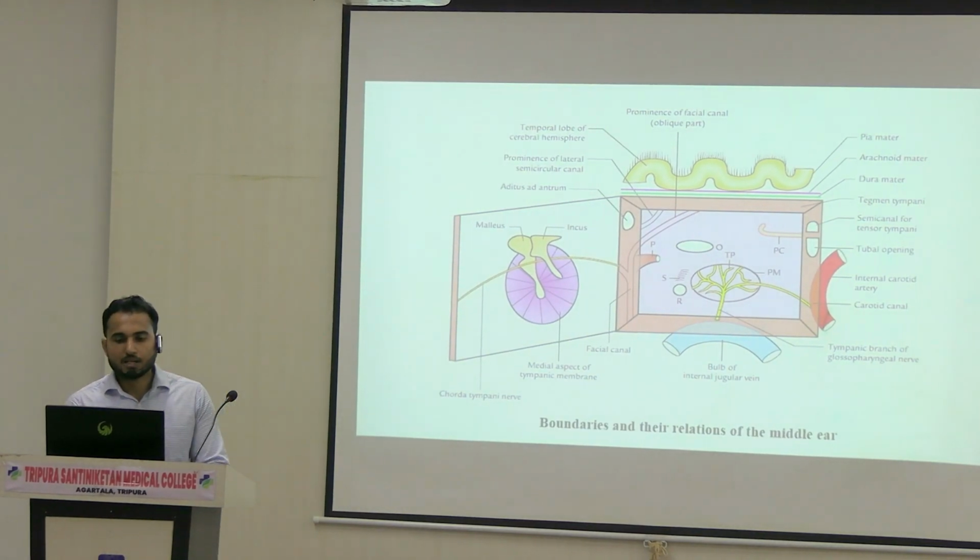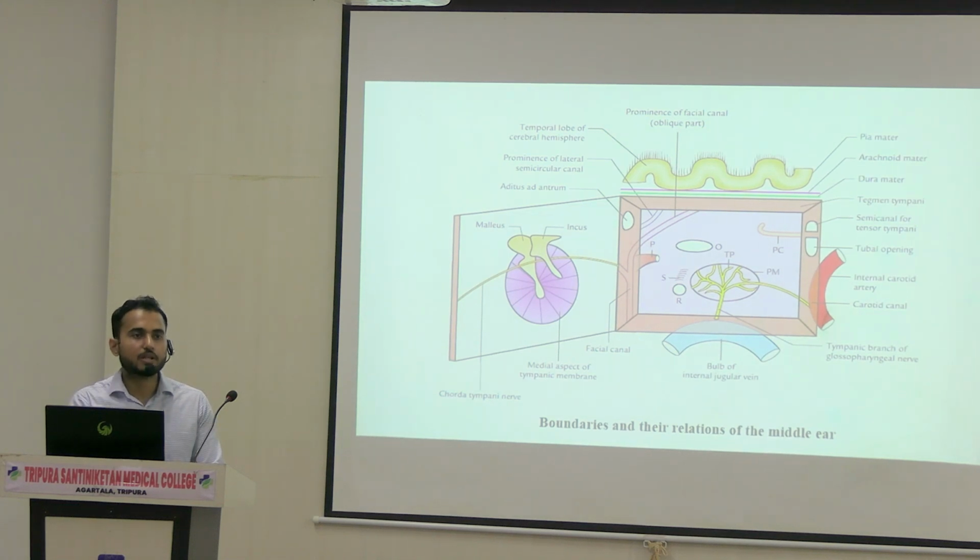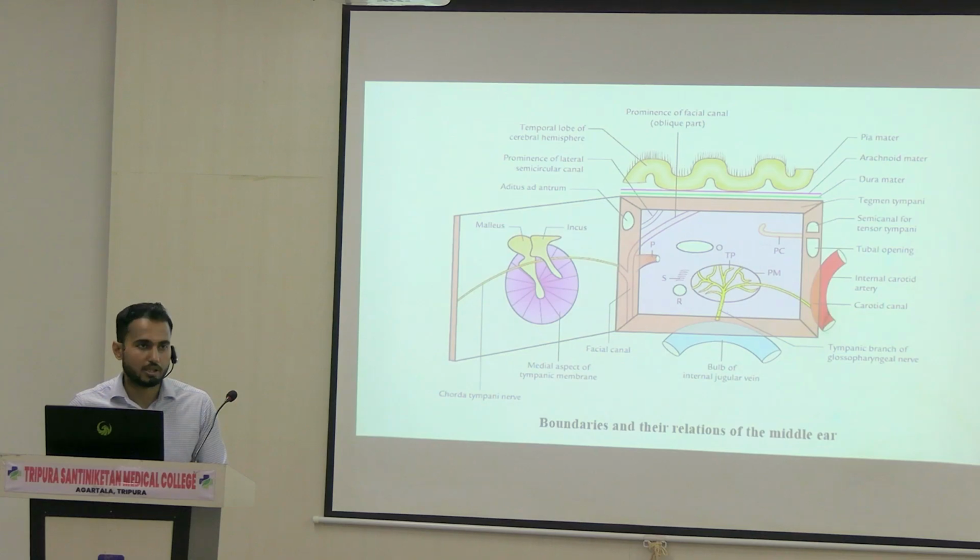Okay, promontory. The most important feature in the medial wall is the promontory. ठीक है, तो क्या होता है ये promontory? Can you see, it is a rounded prominence at the center and it is produced by the first turn of the cochlea. Okay, तो जो promontory होता है वो center में रहता है of the medial wall and it is formed by the first turn of the cochlea.